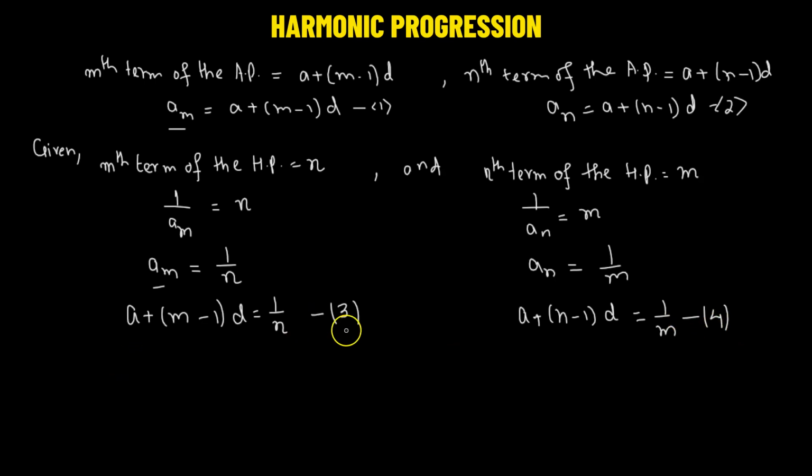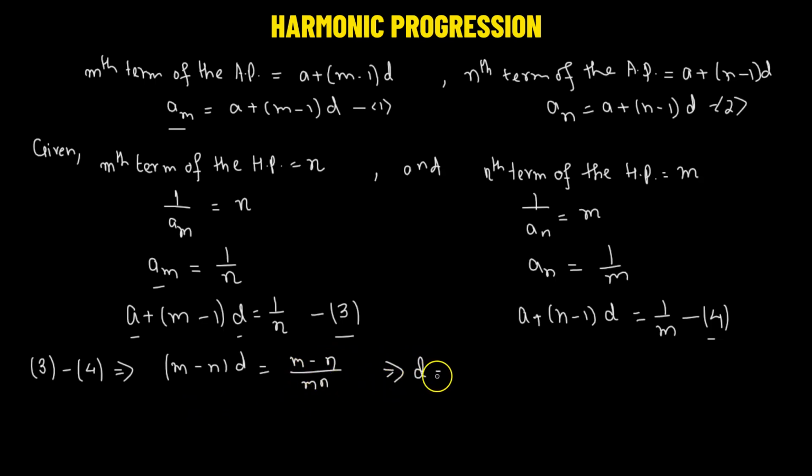Now we'll try to use equation 3 and equation 4 to find the value of the first term a and the common difference d. So let's do 3 minus 4. If we subtract 4 from 3, we'll be left with m minus n times d on the left hand side, and on the right hand side we have m minus n divided by m times n. So this gives us the value of d. The common difference d comes out to be 1 over m times n.